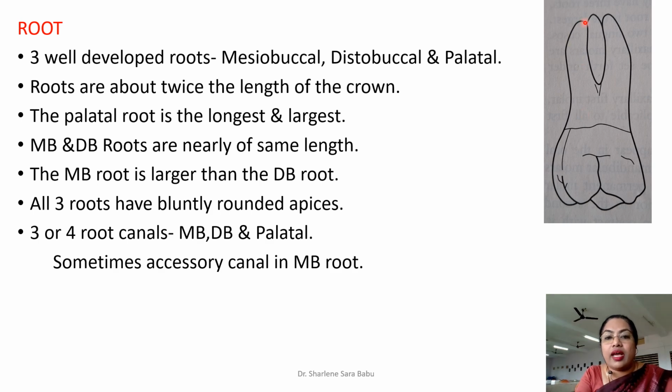All three roots have bluntly rounded apices. There will be 3 or 4 root canals, that is a mesiobuccal, distobuccal and the palatal, and sometimes an accessory canal is noted in the mesiobuccal root.